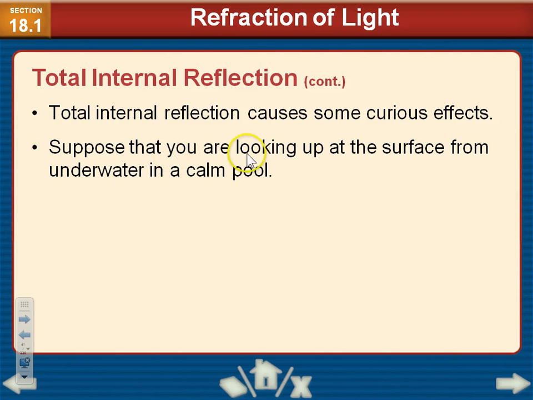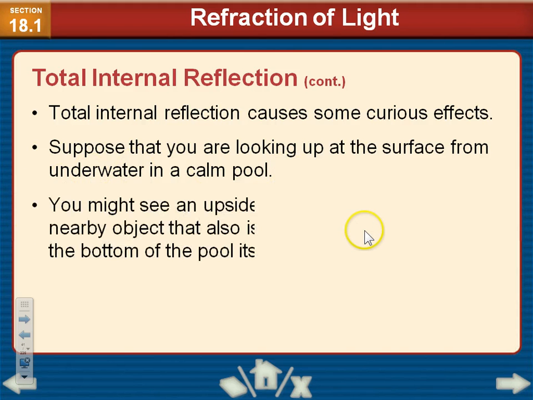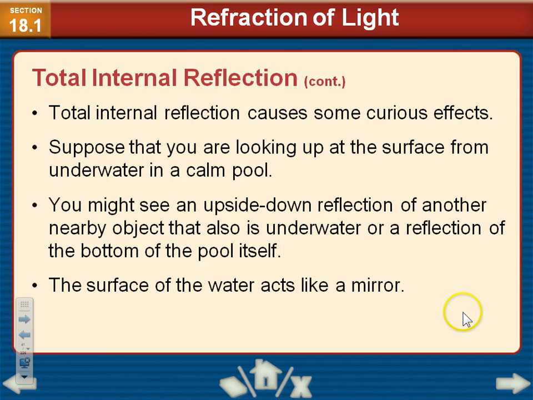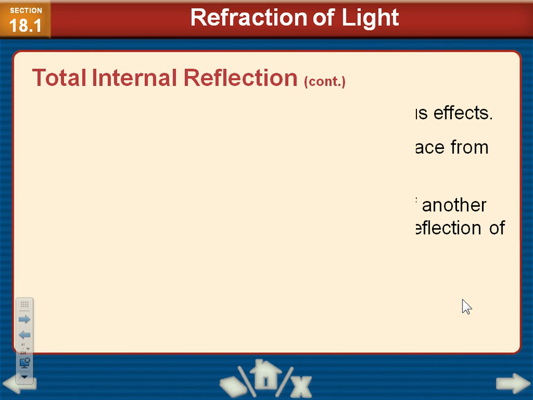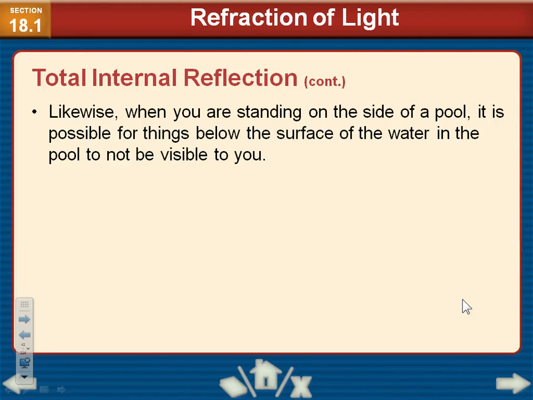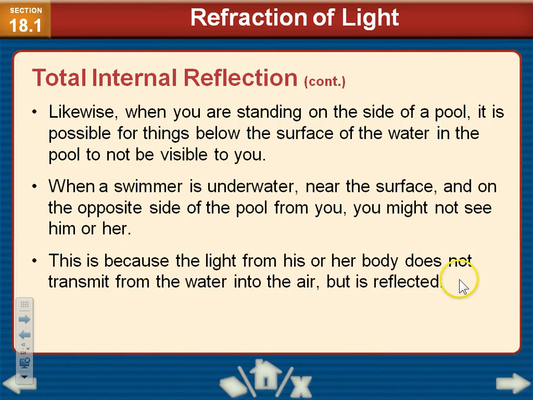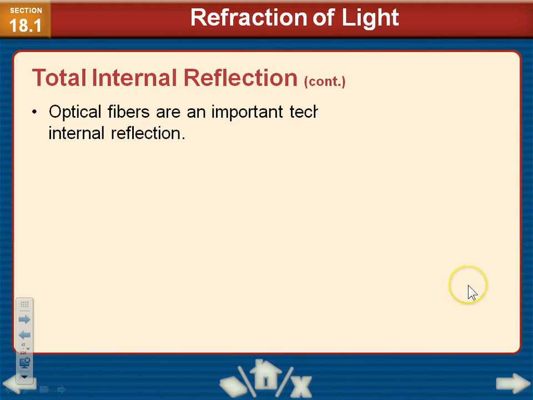So for instance, if you're looking at the surface of something underneath the water in a pool, if you're underneath the water, you might see a reflection upside down. The surface basically acts like a mirror. If you're standing and somebody is in the water at the far end, like a swimmer under the water, they might not be visible to you. Again, because all the light is internally reflected.